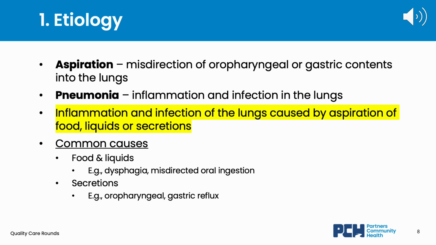Therefore, aspiration pneumonia occurs when regurgitated gastric contents, oropharyngeal secretions, or food and liquids are inadvertently directed into the trachea and subsequently into the lungs. As the bacteria and other microorganisms become part of an infiltrate within the lung tissue, the resulting effect is an infection in the lung, which is known as pneumonia.